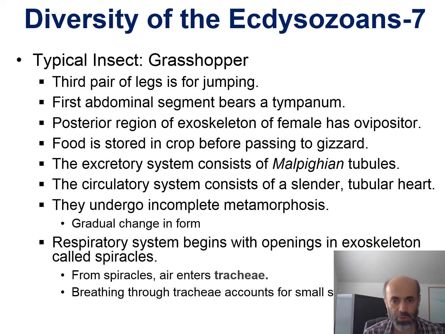They have an excretory system, a circulatory system, and they go through incomplete metamorphosis. There is a gradual change in form, not a dramatic change like we see in other insects, but the smaller grasshoppers are just miniaturized adult forms of grasshoppers. They breathe through spiracles that divide into tracheae, which divide further into smaller tubes, and the gas exchange takes place in the finest divisions of the tracheae.